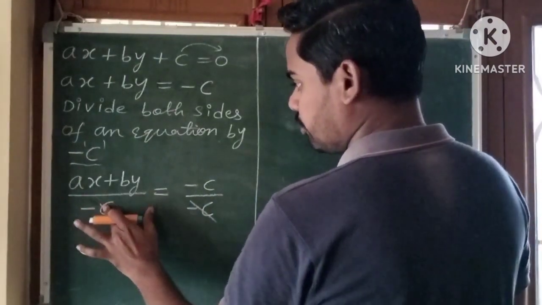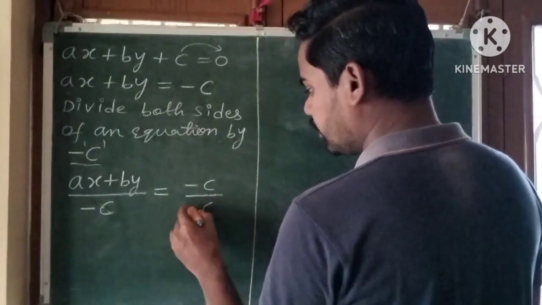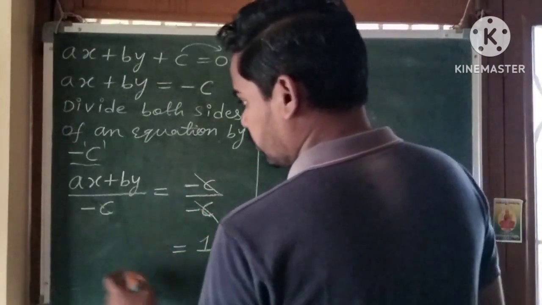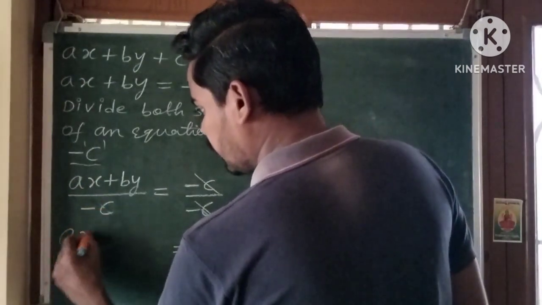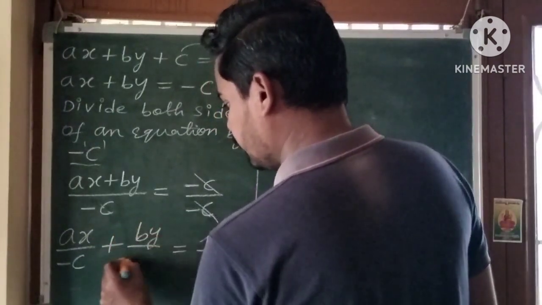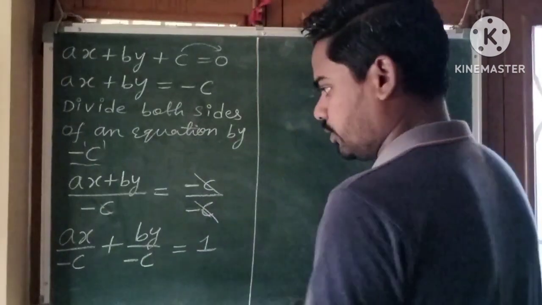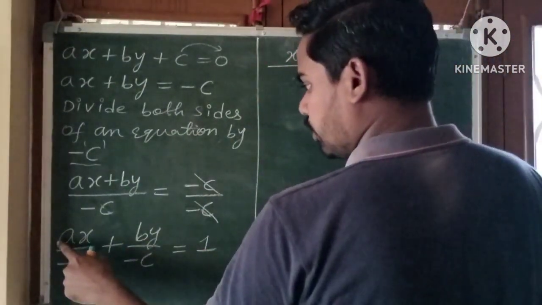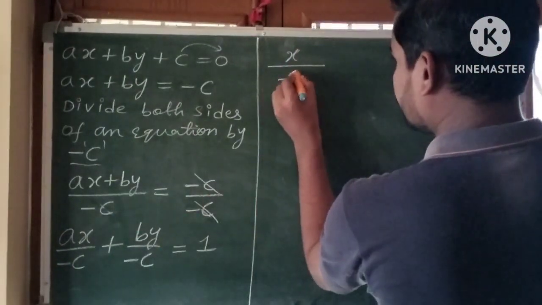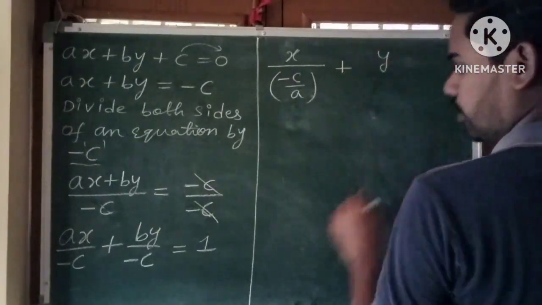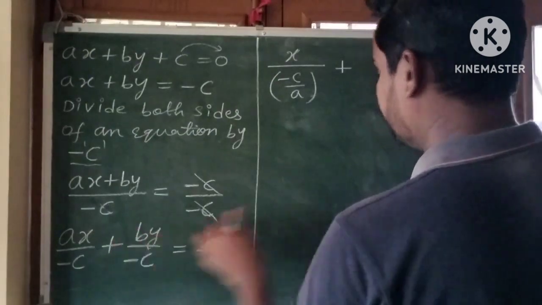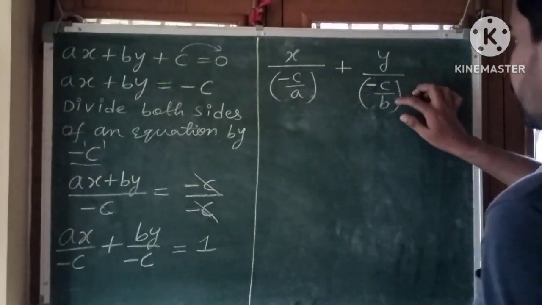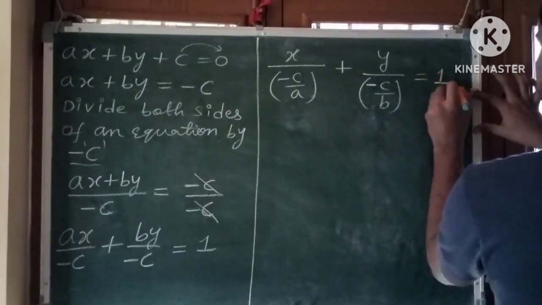If minus c gets cancelled on the right side, you will get 1. And on the left, the denominator is common: ax by minus c plus by by minus c. Here a by minus c can be written as x by the reciprocal of a by minus c, which is minus c by a. So it can be written as x by minus c by a plus y by the reciprocal of b by minus c, which is minus c by b, is equal to 1.